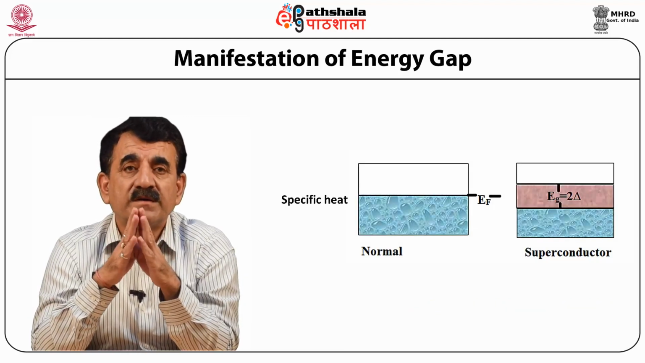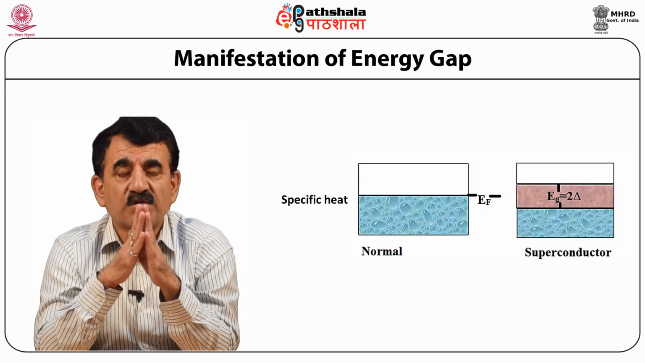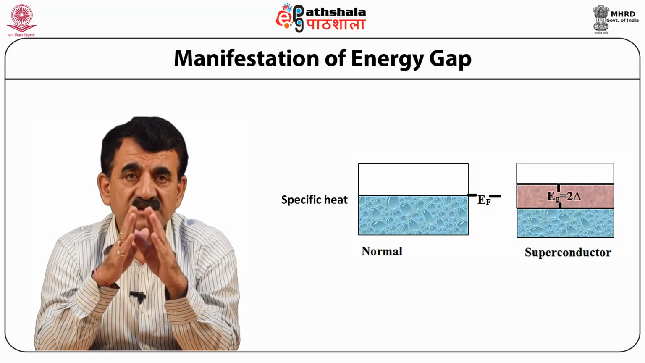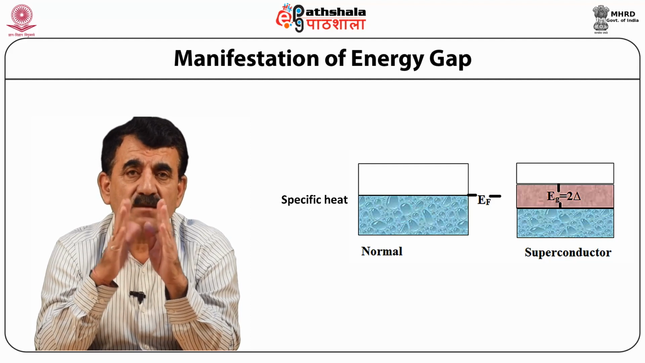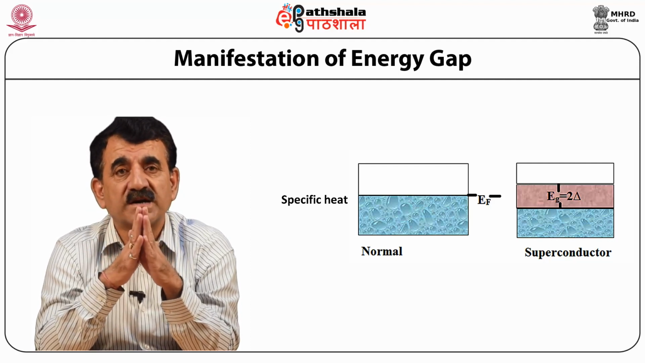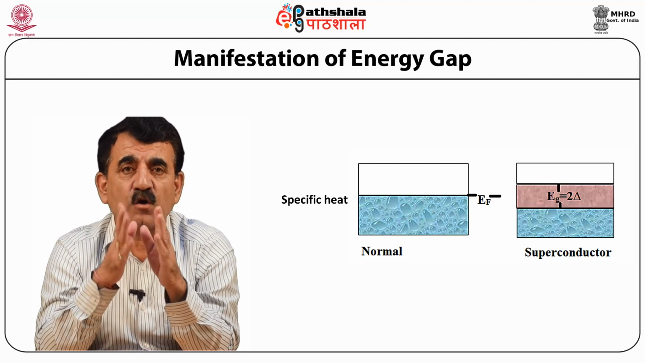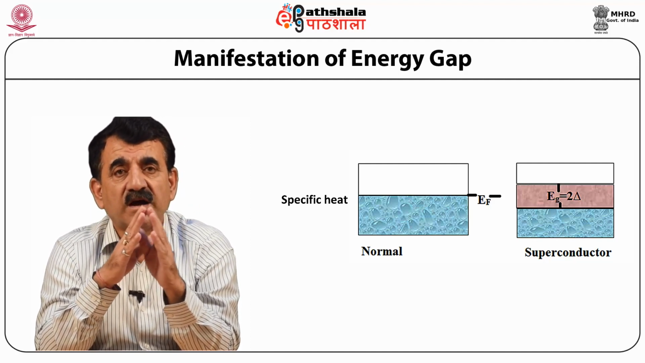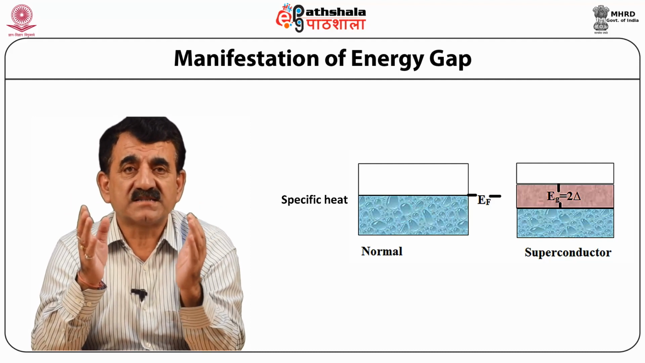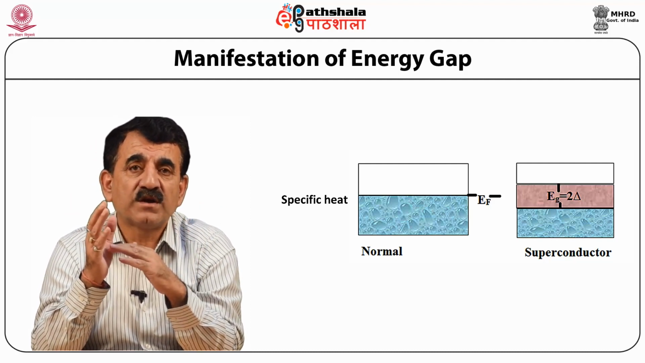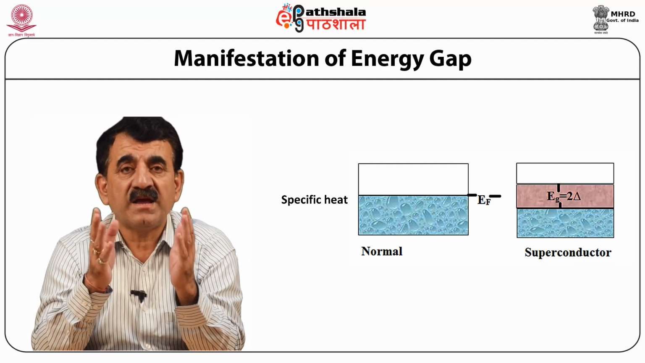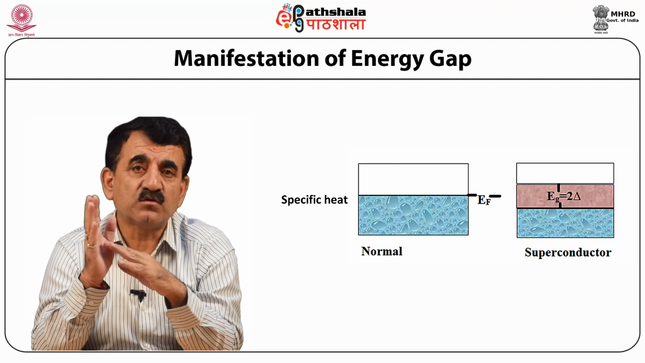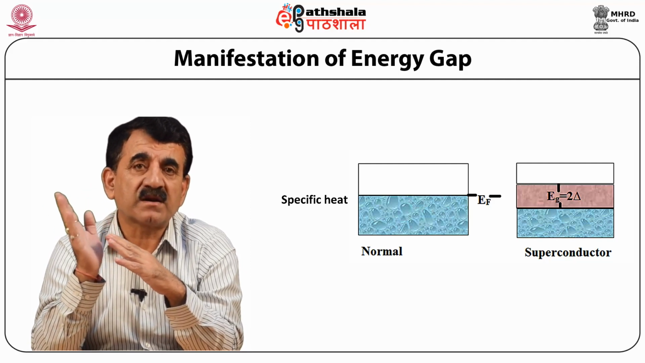Now, the manifestation of the energy gap. But before discussing this energy gap, it is also important that when we compare a normal conductor with a superconductor, we can distinguish them in terms of entropy, because the entropy of a superconductor is less as compared to the entropy of normal conductors. Meaning thereby, superconductors are more ordered than simple conductors.